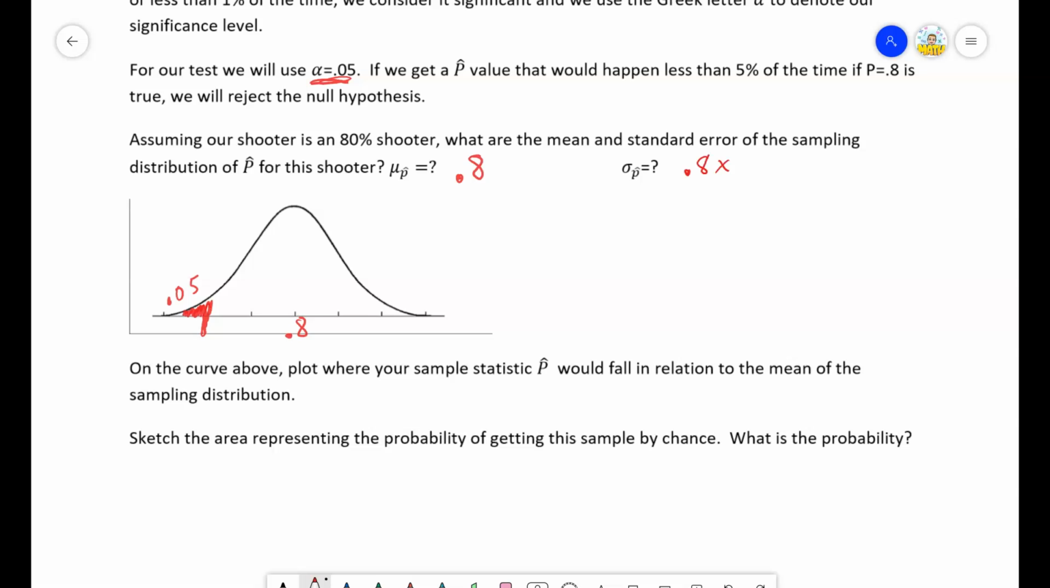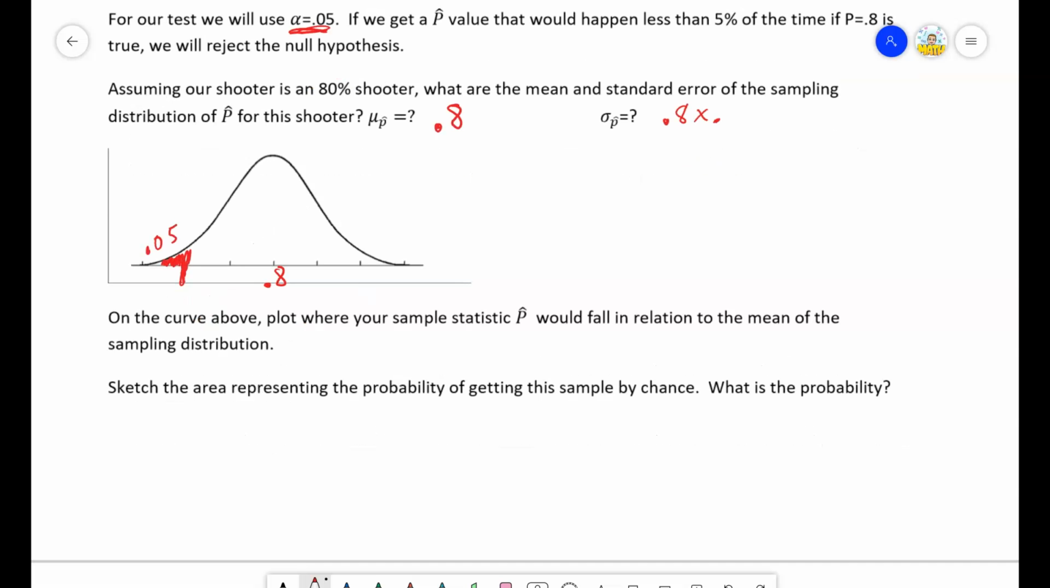0.8, which is p, times 0.2, which is 1 minus p, divided by 50, and we take the square root of that. And that's probably more decimal places than I need. But this is how our sampling distribution is going to behave. So now on the curve above, I've already done this. Plot where your sample statistic p would fall in relation to the mean of the sampling distribution.